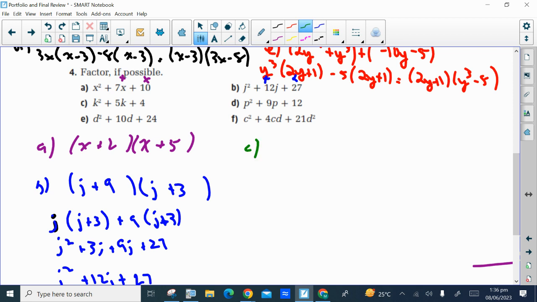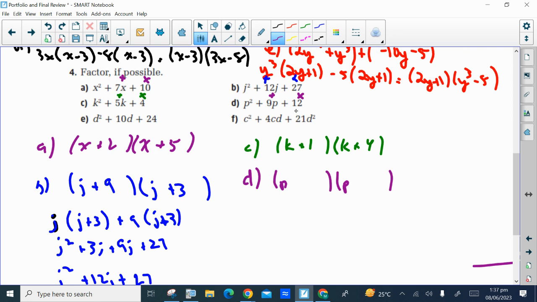For question C, the front terms multiply to get k squared, and we need two numbers that multiply to get 4, add to get 5. Positive 1 and positive 4 work. Those are the factors. Question D, multiply to get p squared, p and p, and two numbers that multiply to get 12, add to get 9.